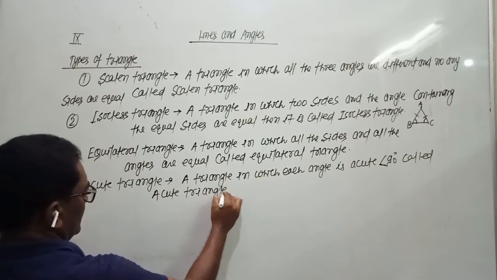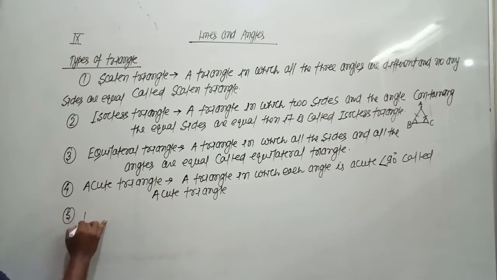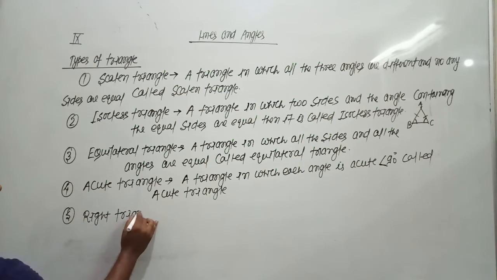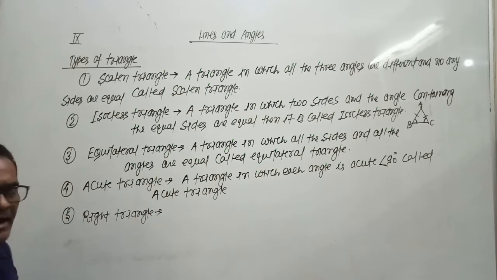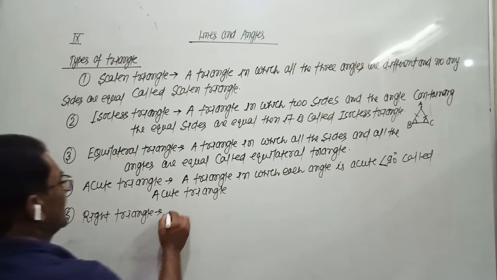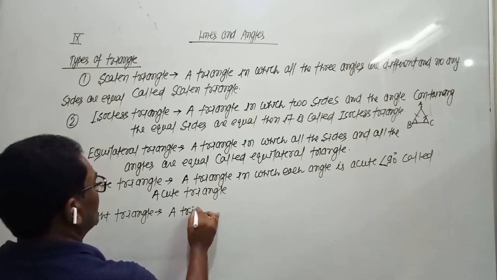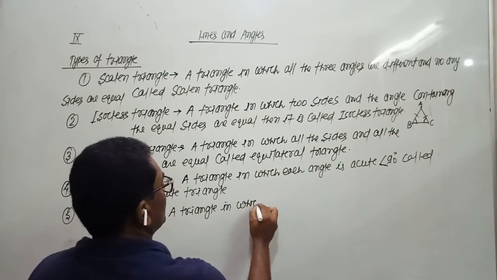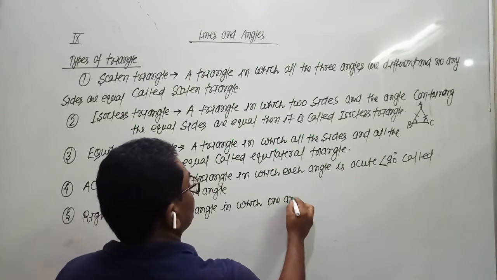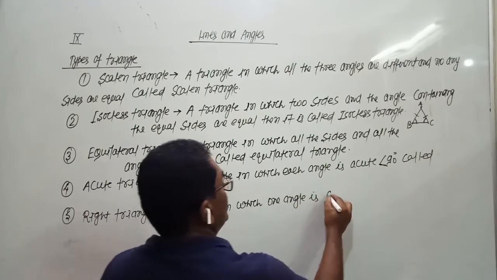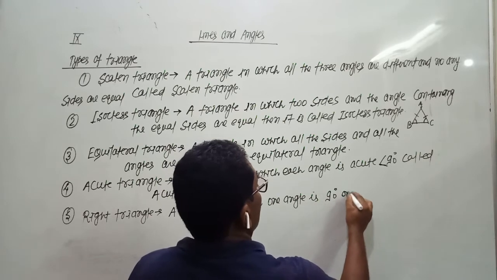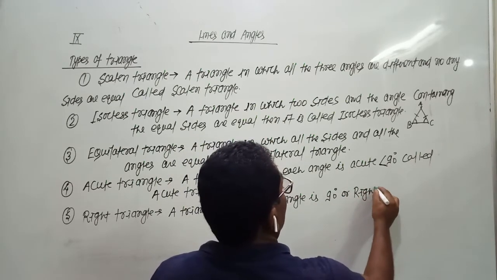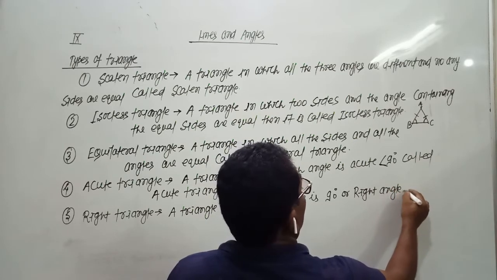Next is right triangle. A triangle in which one angle is 90 degrees or right angle is called a right triangle.